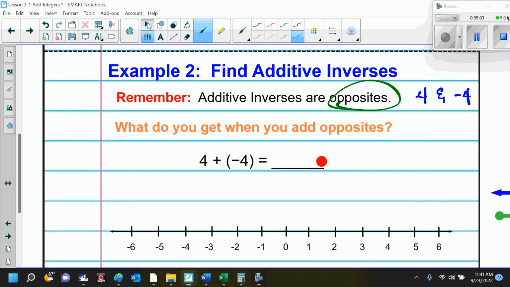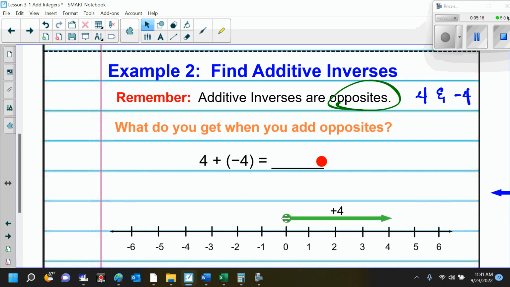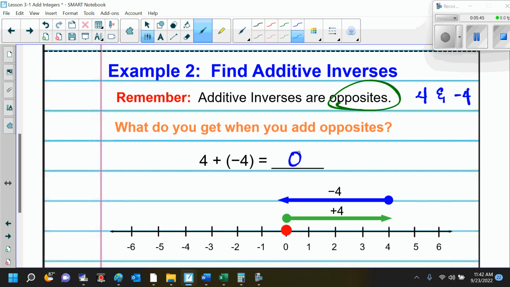All right, so to illustrate this, 4 plus negative 4, or this positive number plus its additive inverse, we're going to start with a positive 4. So starting at 0, we're going to move to the right. So there's my positive 4. Now, when I add a negative, which way am I going to move on my number line? Back to the left. So from where we started off, at that positive 4, we're going to go back to the left. 1, 2, 3, 4. And where do we end up? At 0. So positive 4 plus negative 4 is equal to 0.